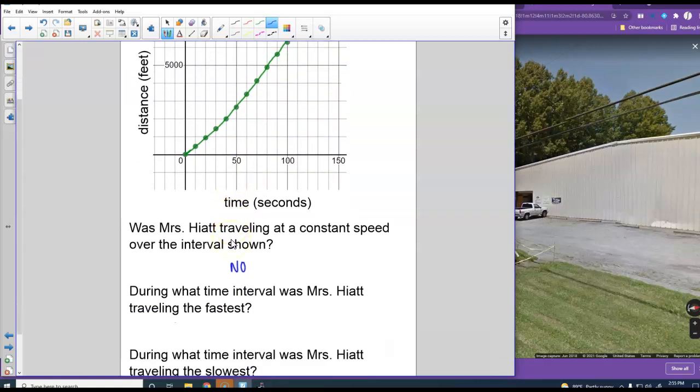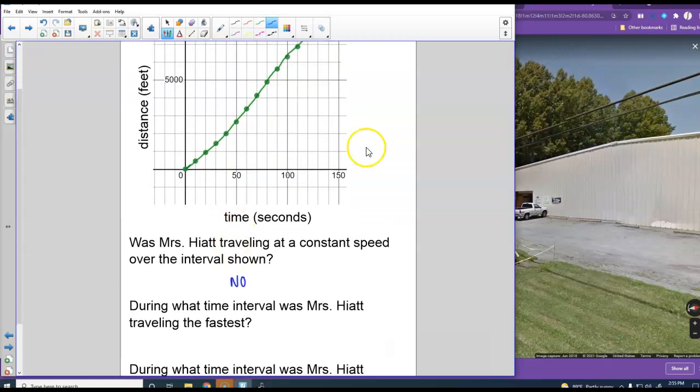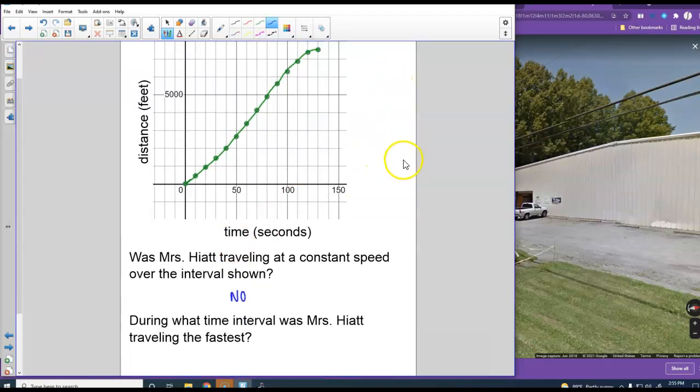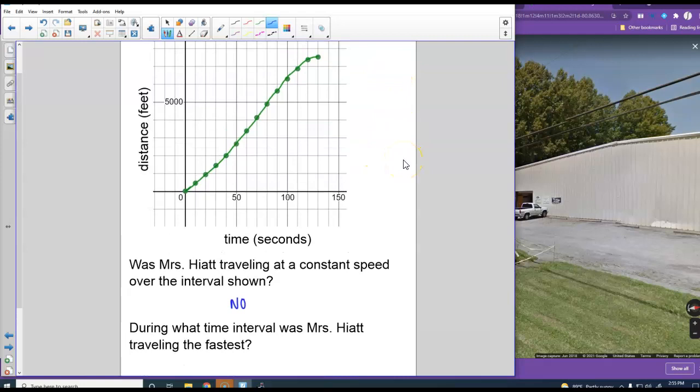Okay. All right. Looking at the graph, about what time interval do you think I was going the fastest? 70 to 80, so 50, 60, 70. Right here. 40.